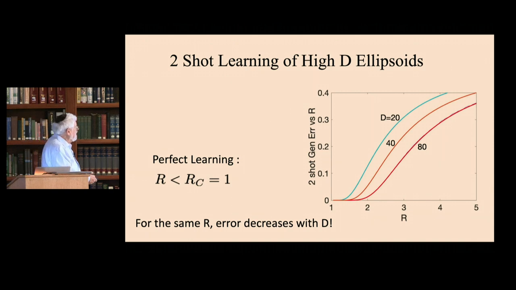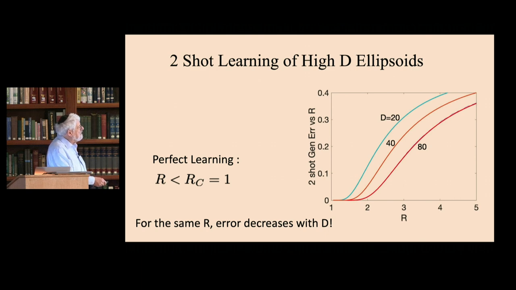Okay, so that's a very simple formula, and you can actually unpack it. So, for instance, if the effective radius, as I define it, is less than a critical value, which by my definition is 1, it's perfect learning, which means that just two examples, one per ellipsoid, will give you zero error, will give you perfect performance on any other points on the ellipsoid. And then above it, it's very small, and then it takes off exponentially from zero. So that's one, perfect learning.